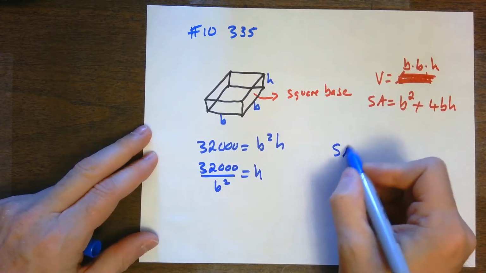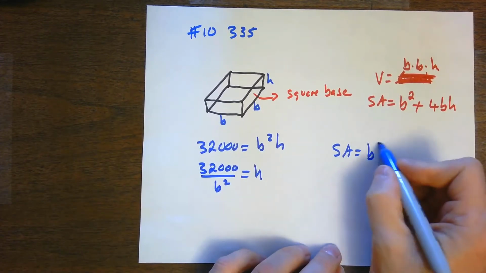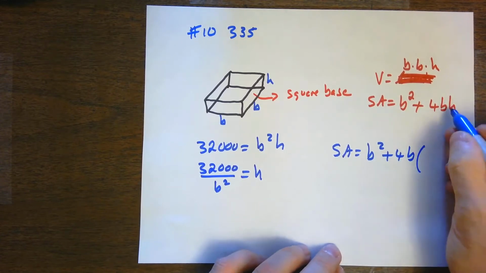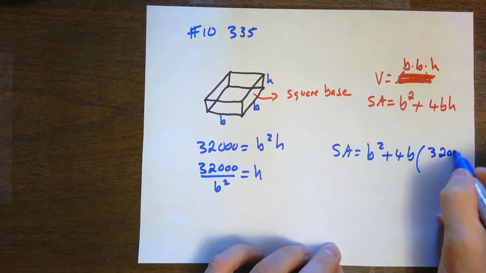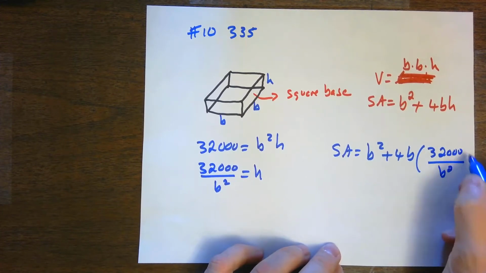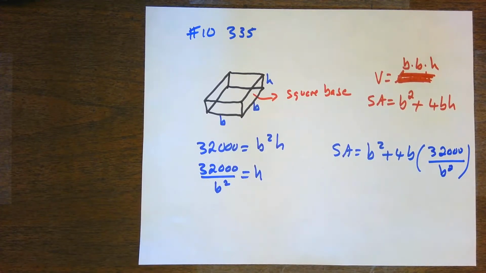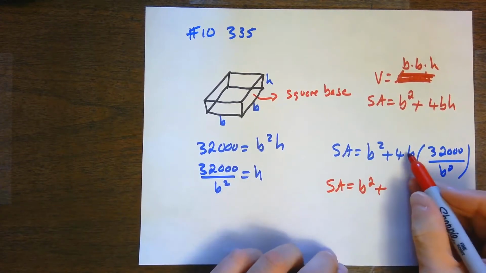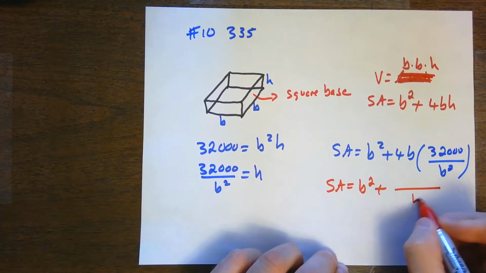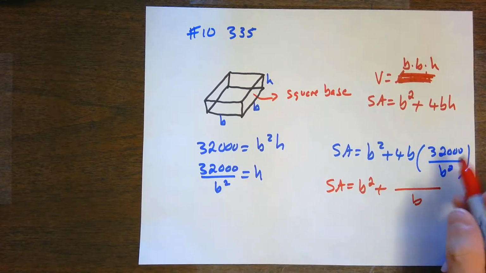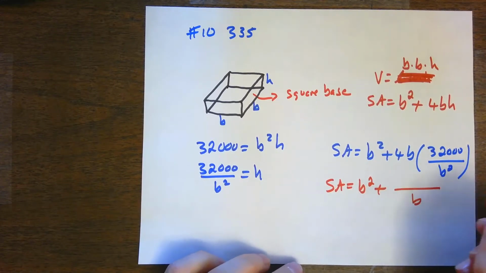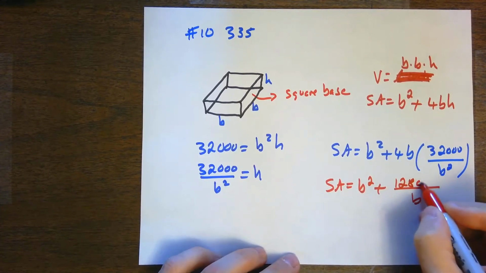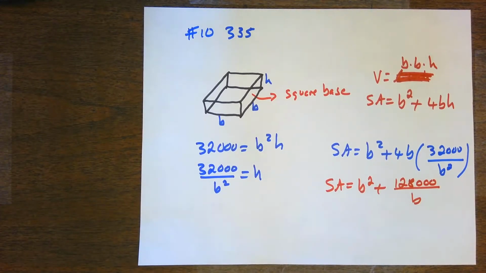So now here comes the magic formula. This is what we're going to try to minimize here in a moment. b squared plus 4b times h, which is really 32,000 over b squared. And of course I can simplify this. Let's clean this up a little bit before we set it equal to 0 and work with it. My surface area is going to be b squared plus, the b and the b are going to cancel, I'm going to have 1b on the bottom, and 4 times 32,000 is 128,000. So there's the formula for the surface area.